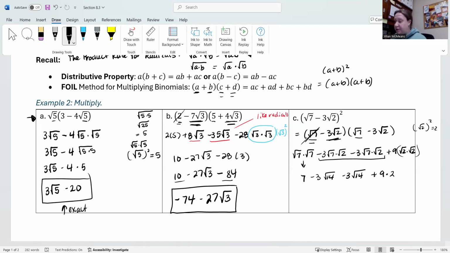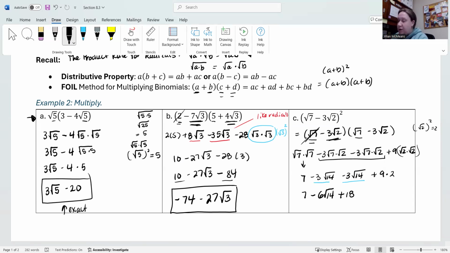Got to do a little more simplifying. So 7 is just 7. But then right here, -3 square root 14 minus 3 square root 14, those are like radical expressions. We can take -3 and subtract 3, and then just leave the radical portion alone. So we get -6 square root 14. And then don't forget your +9 times 2 or +18.